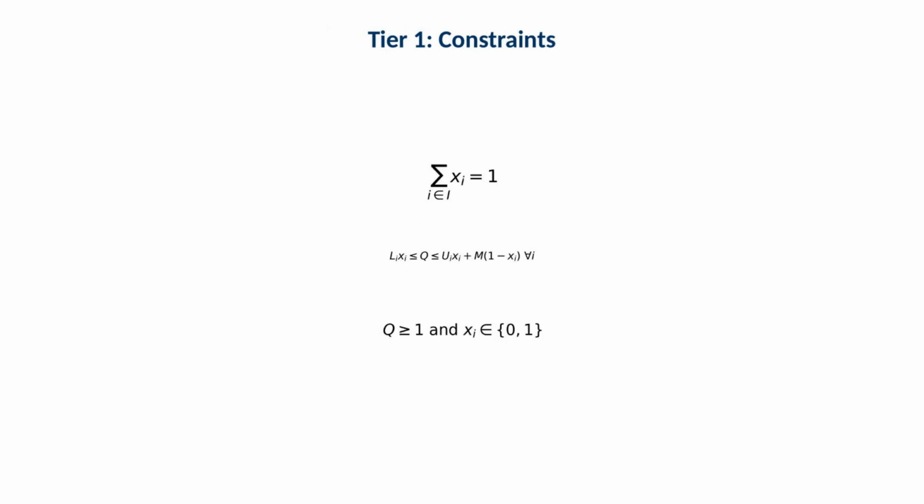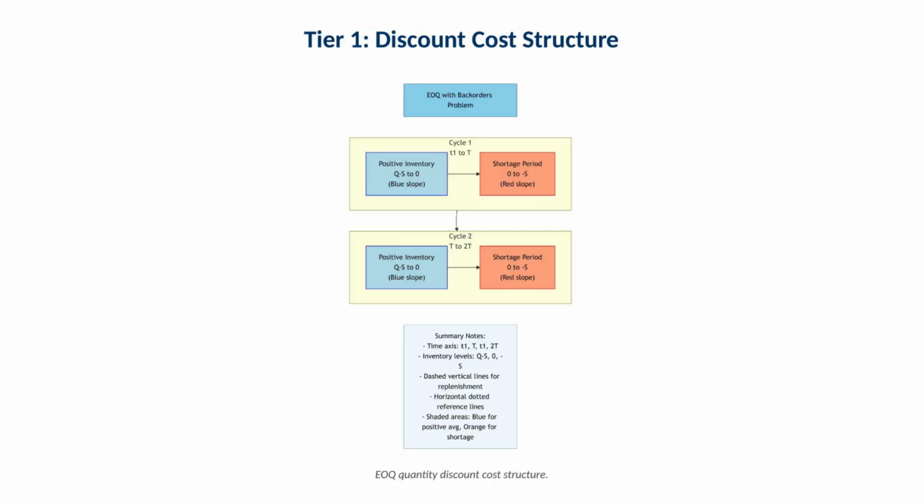The constraints enforce that exactly one tier is selected and that the order quantity is feasible for that tier. A big M term allows the quantity bounds to be relaxed for tiers that are not selected. This structure makes the problem a mixed integer program, but in most practical cases there are efficient heuristics that avoid full optimization. This figure visualizes the discount cost structure.